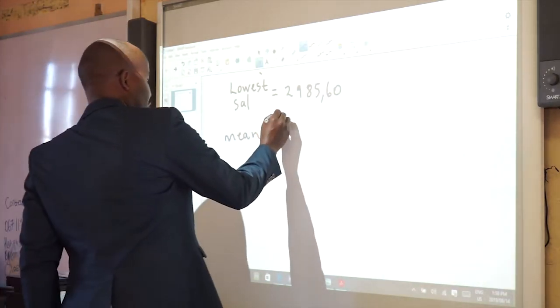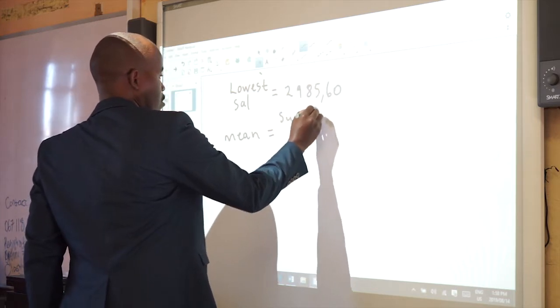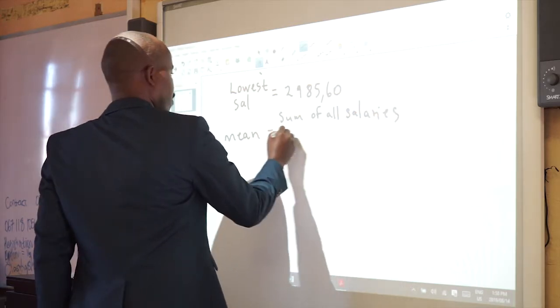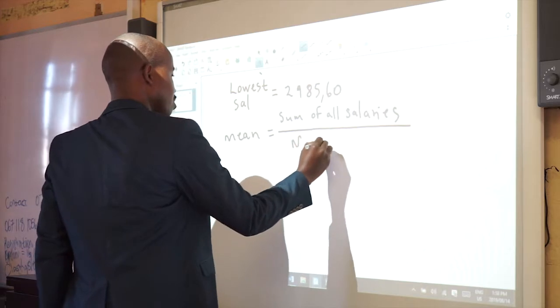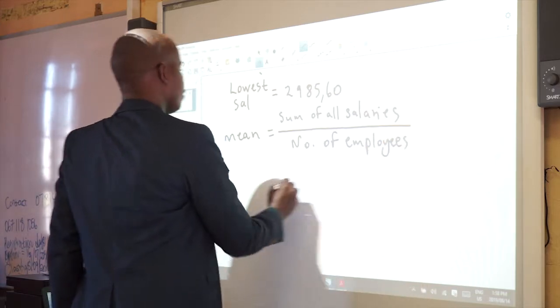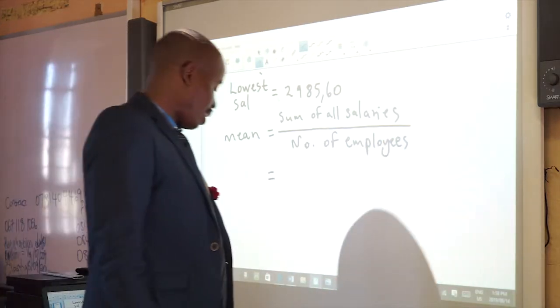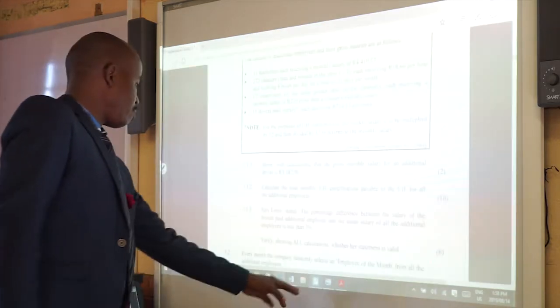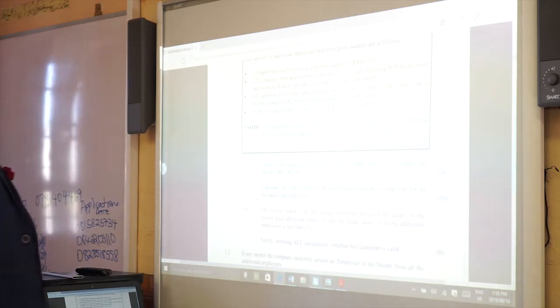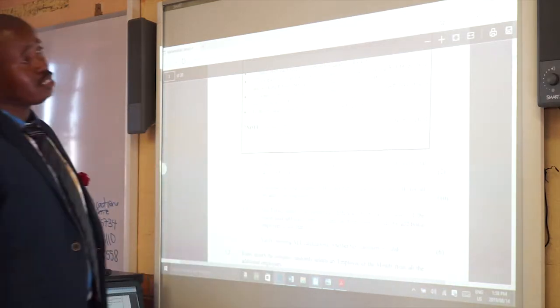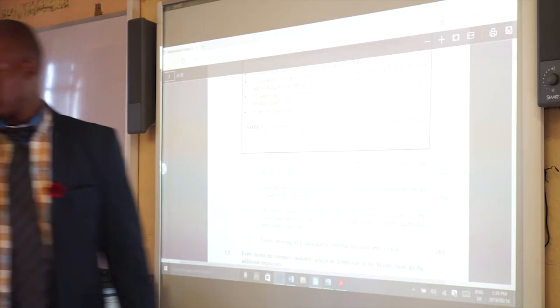Right, the sum of all salaries divided by the number of employees earning those salaries, because each salary is earned by an employee. So what's the sum of all the salaries? If you add the salaries for the handyman, we've got 11 handymen, each handyman earning 4,410. So what's the total salary for the handyman? Let's do it step by step.